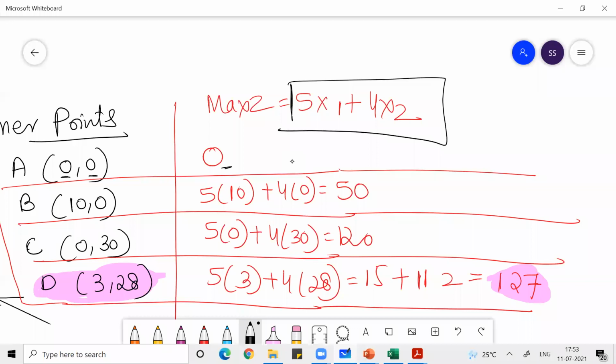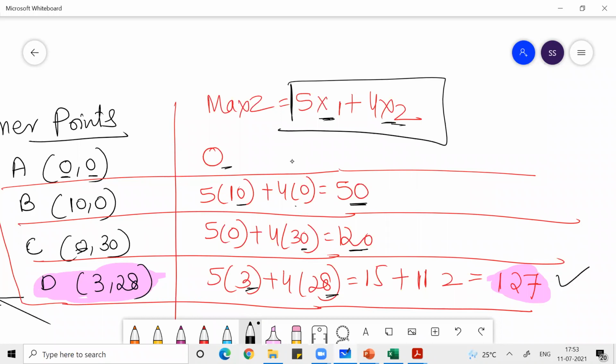Then in the same equation, put x1 10, x2 0. See what value of z you get. Again, in the same equation, put x1 0, x2 30. See what value of z you get. In the same equation, put x1 3, x2 28. See what value of z you get.